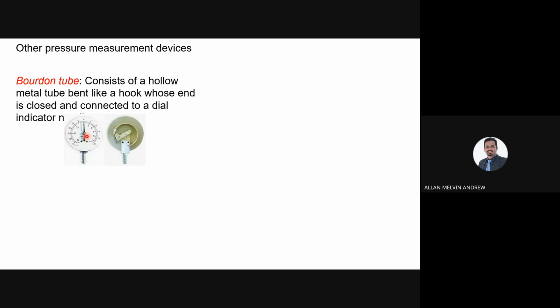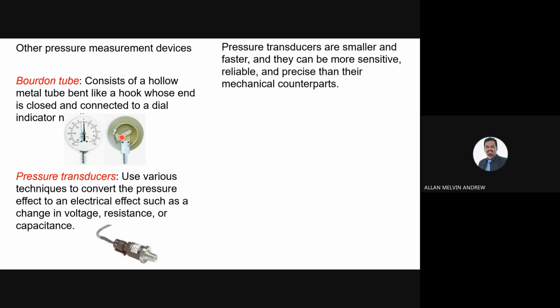So if you have a water filter attached to your piping system, you will see a pressure gauge on top. That is actually a Bourdon tube. Then we have pressure transducers. In the modern world, we have more electrical-based pressure sensors. You use various techniques to convert the pressure effect to an electrical effect.